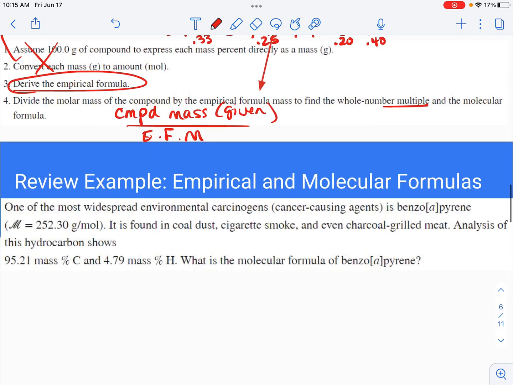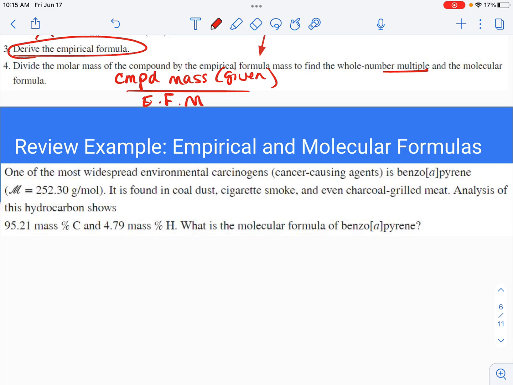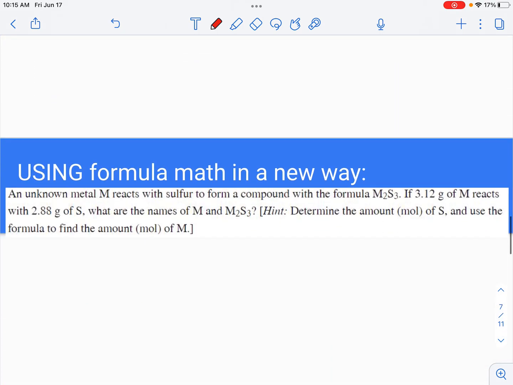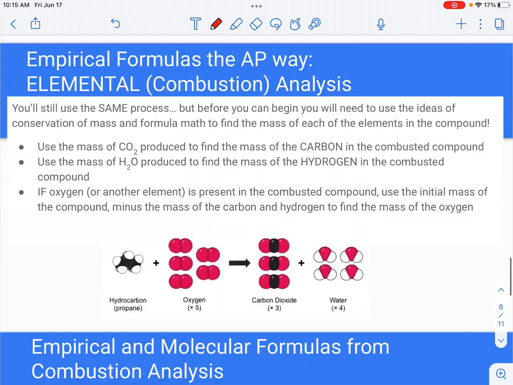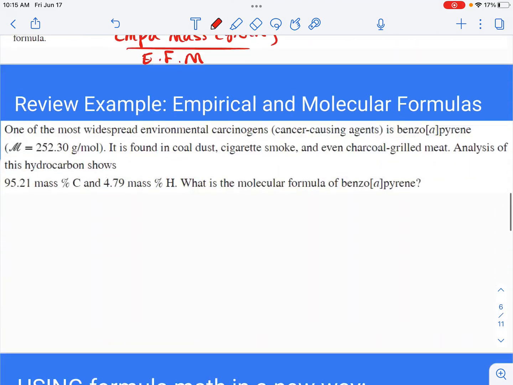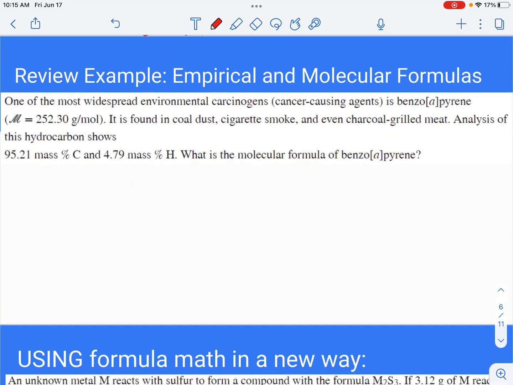So we're going to do a couple of examples. I'm going to do one that's just like what you've always done in the past, and then we're going to use it in a new way, and then we're going to talk about combustion analysis. So this might actually be a longer video than you would hope for, but it's going to have a lot of new information. So this should be a review for you.